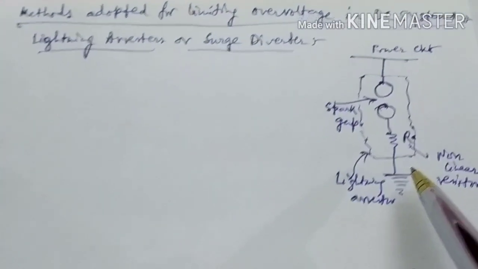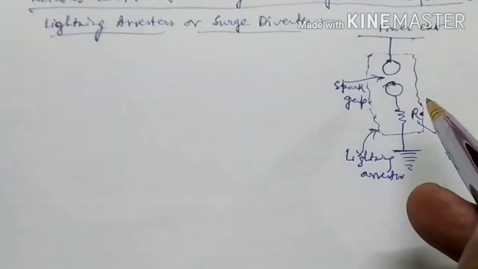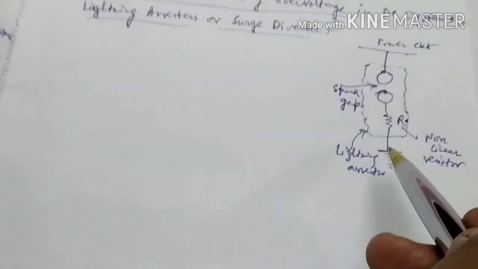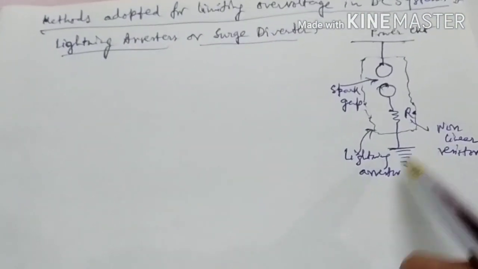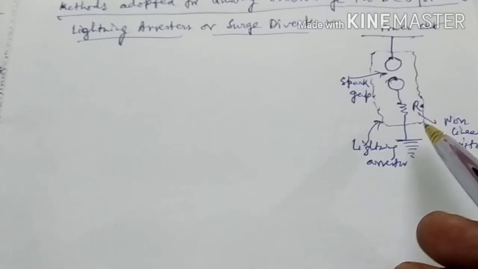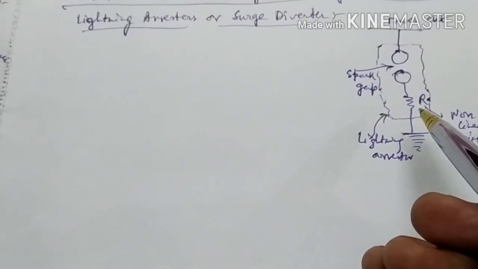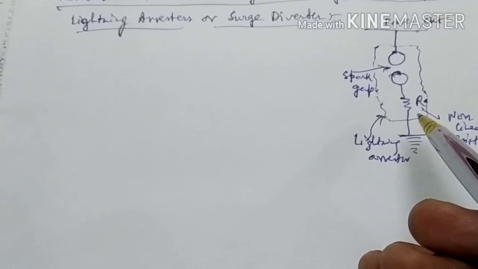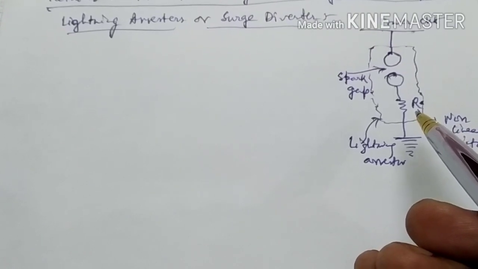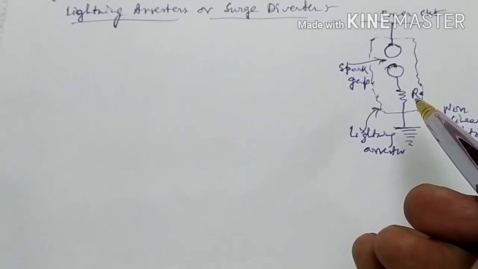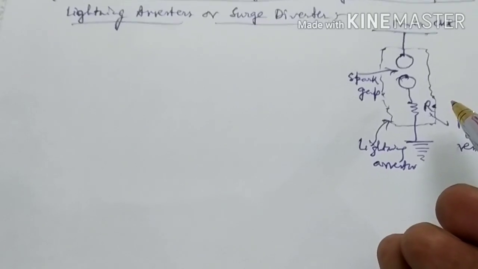It consists of a spark gap in series with a non-linear resistor. One end of the diverter is connected to the terminal of the equipment to be protected, and the other end is effectively grounded. The length of the gap is so set that normal line voltage is not enough to cause an arc across the gap, but a dangerously high voltage will break down the air insulation and form an arc.